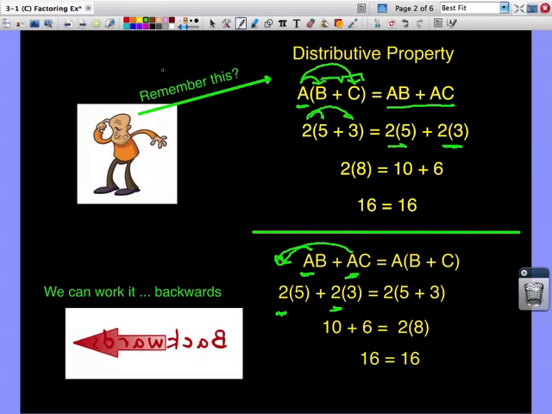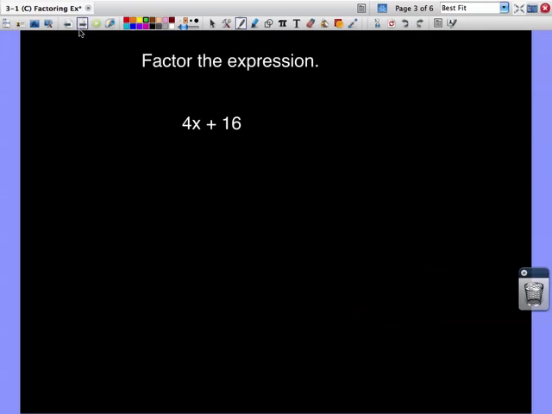Okay, so let's look at some examples of this so you guys can see better what I'm trying to say here. So let's factor this expression right here. I have a 4x plus 6. In order to factor an expression, you have to find a common factor. That's why factor is a key word right there. You need to find a common factor.